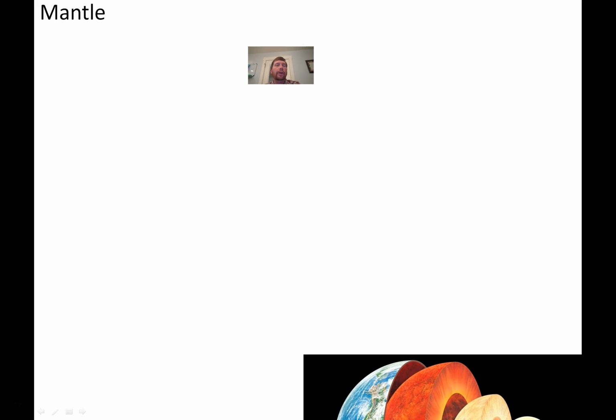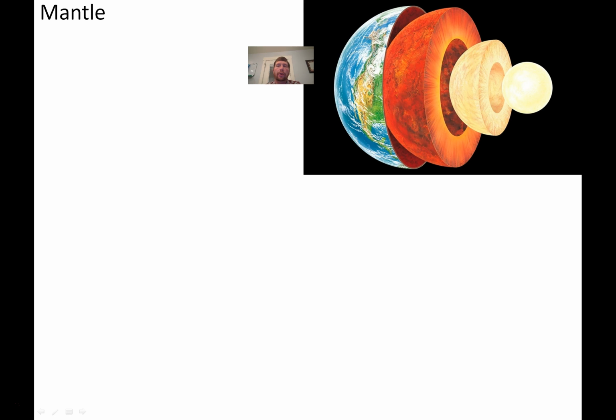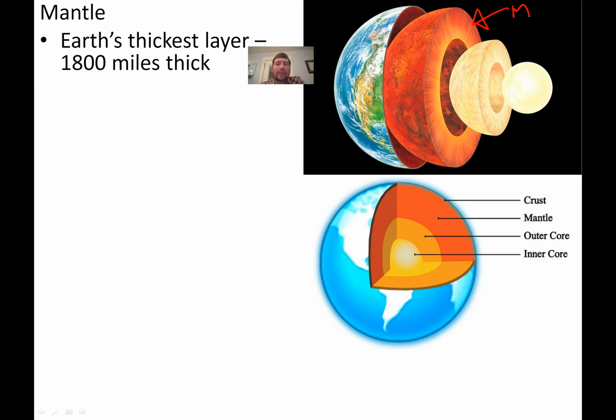All right, next layer as you dig towards the center of the Earth is going to be the mantle. So the mantle is going to be this layer right there. That's your mantle going on. Couple of things about the mantle. This is the thickest layer of Earth by far. It is 1,800 miles thick. Okay, so that's what I mean by the crust being by far the thinnest. The crust is 3 to 25 miles thick. The mantle is 1,800 miles thick, so considerably thicker than the crust is going to be.